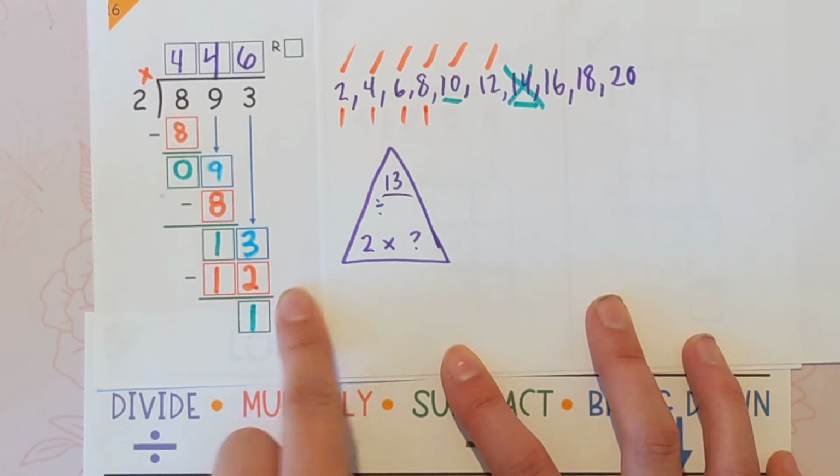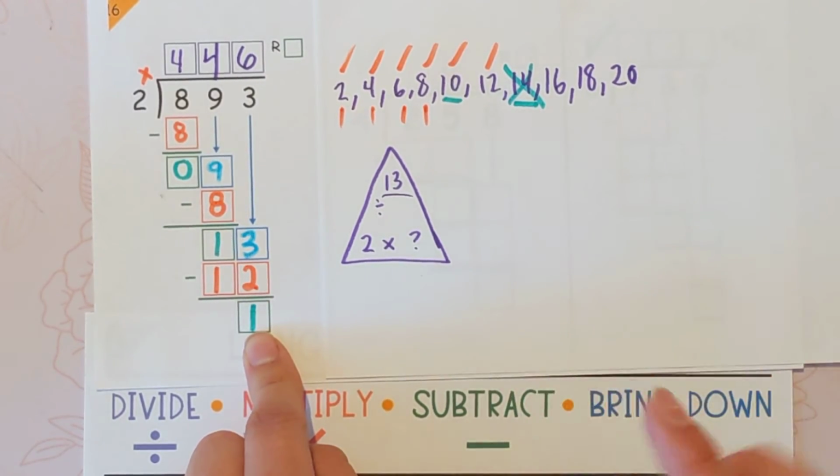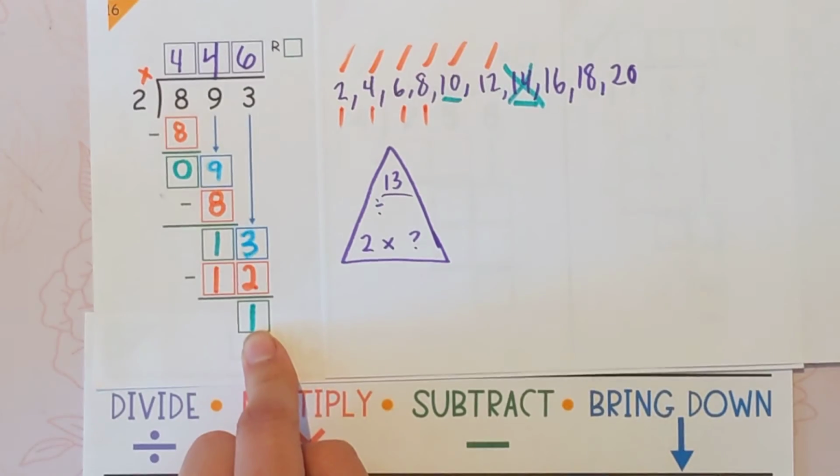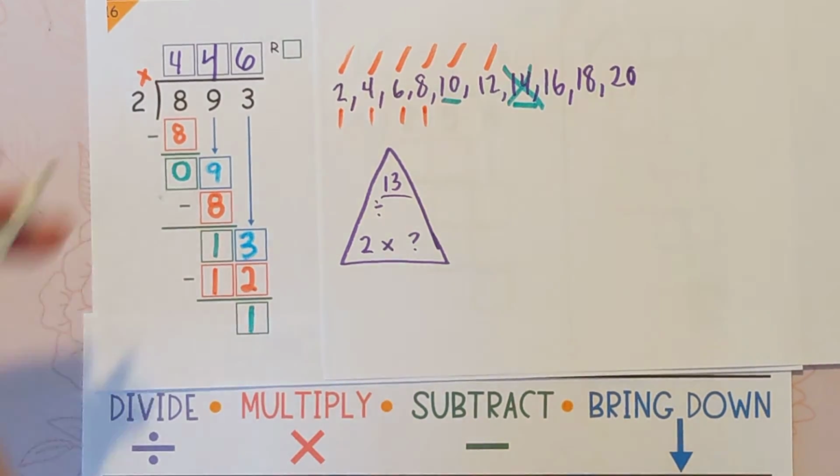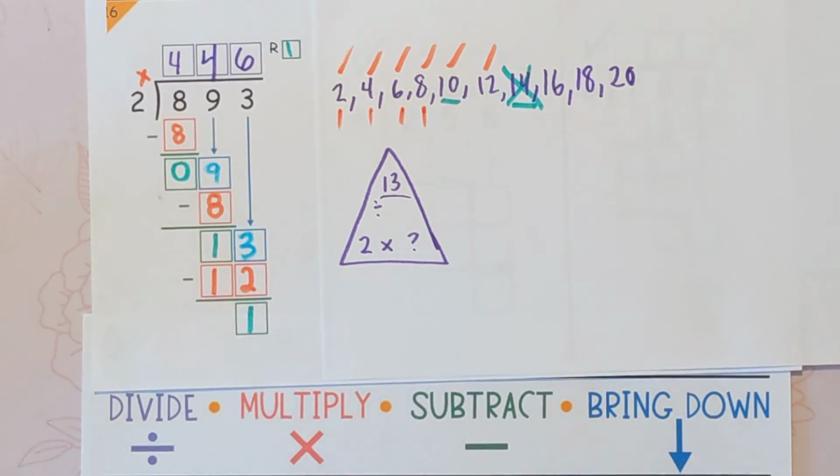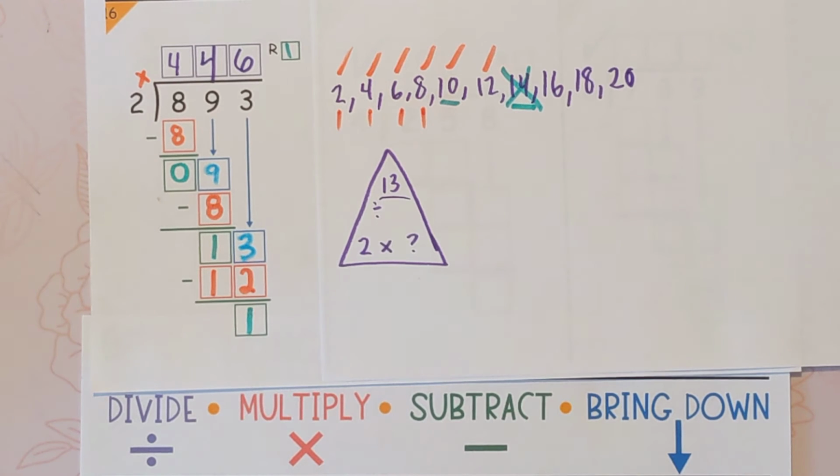There's nothing left to bring down. This number is too small. I can't split it up because the 2 is bigger. So it becomes my remainder. And the answer is 446 remainder 1.